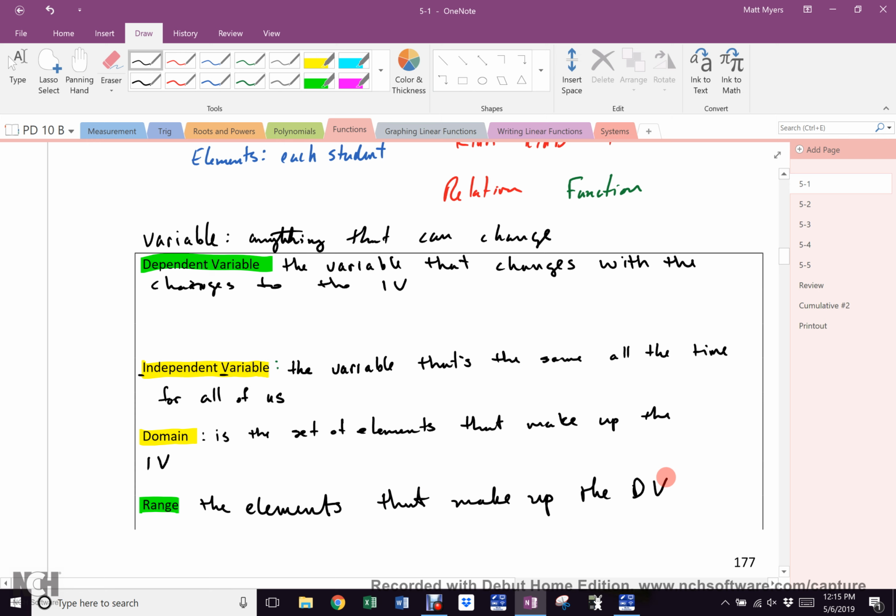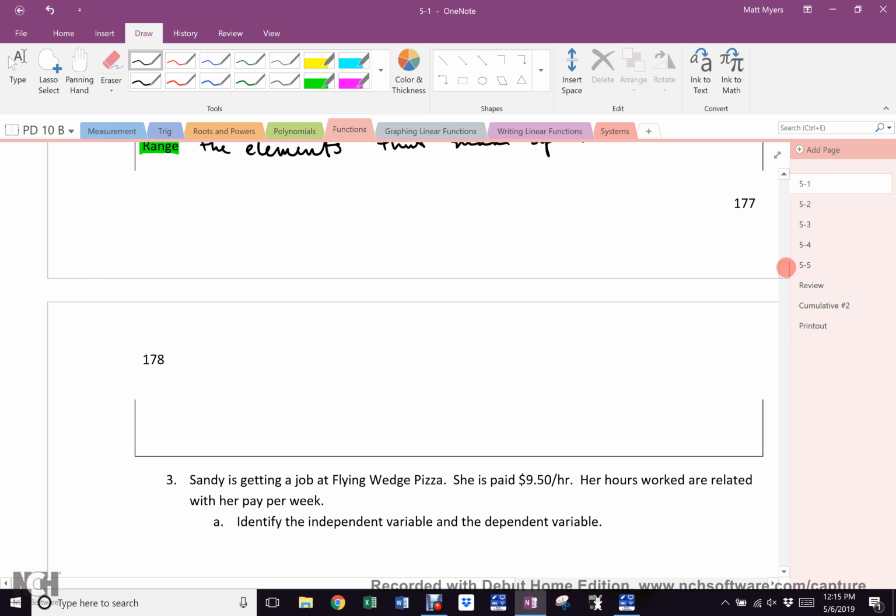So, in my example, if my independent variable is 14, what's my dependent variable? The number of hands that go up, right? If my independent variable is 15, the dependent variable is how many hands go up. Everybody cool? Now, there's some weird stuff about this.